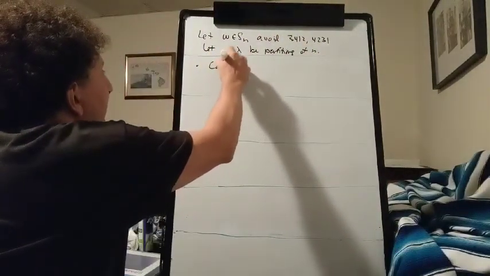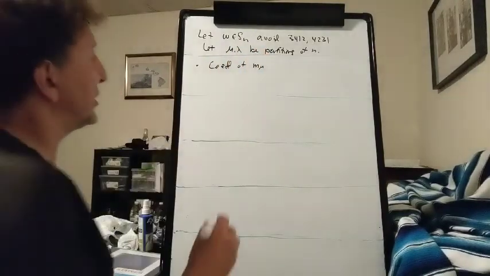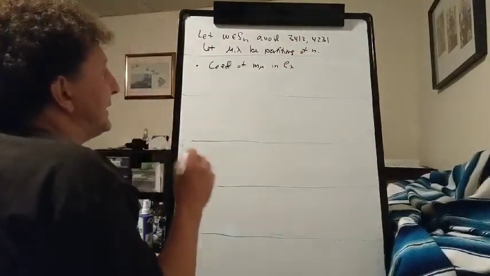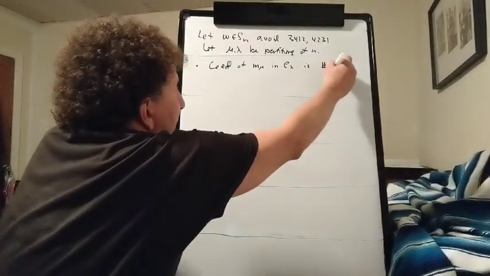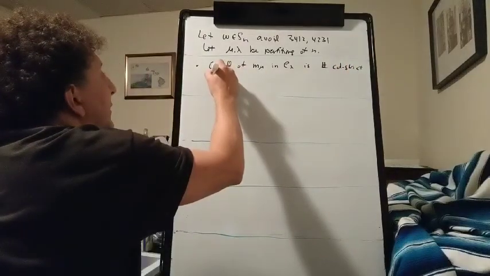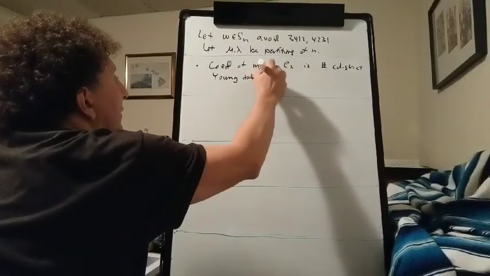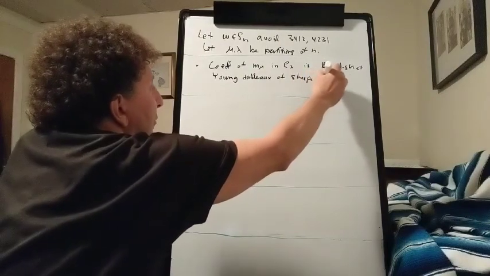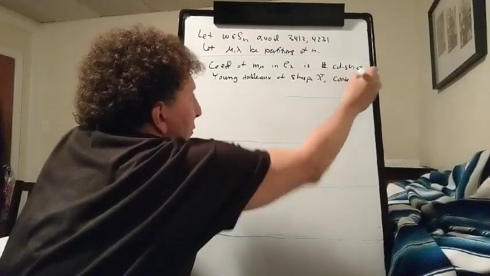So first of all, the coefficient of m_mu, the monomial symmetric function, in the elementary symmetric function e_lambda is the number of column strict Young tableaux of shape lambda transpose and content mu.